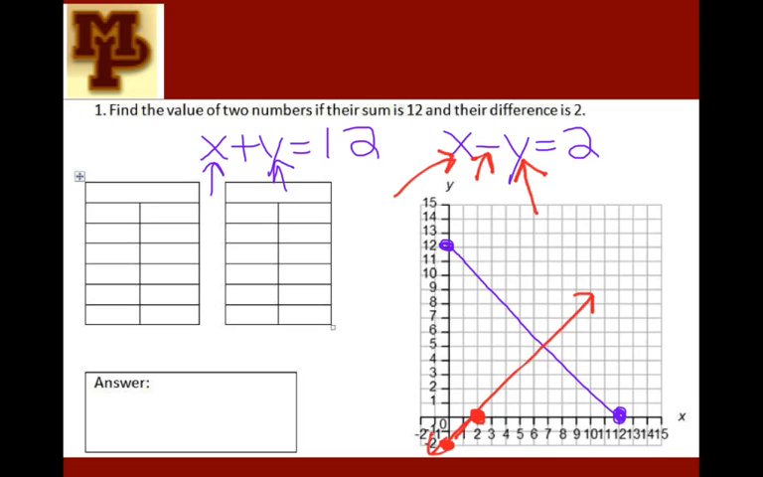Now if you do it real carefully, you can tell that they cross at 7, 5. And then you really should verify that to see if it makes sense. So 7 plus 5 equals 12, so that works. And then 7 minus 5 equals 2, so check. Those are the two numbers we're looking for.